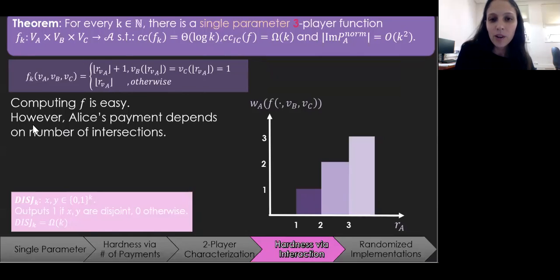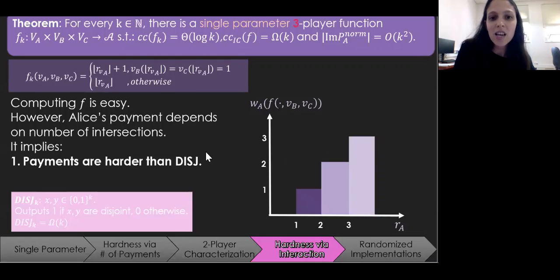So observe that even though computing the function was easy, the payment of Alice depends on the number of intersections. Therefore, we can reduce disjointness to the payment and see that the payment is hard, because you can plug in x to be Bob's value and y to be Charlie's value, and then you get a certain payment for zero intersections, and a larger payment if there is an intersection.